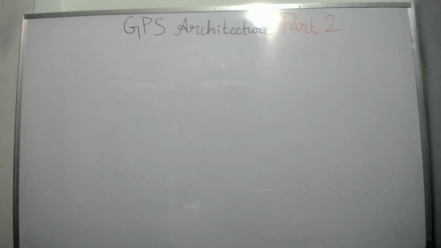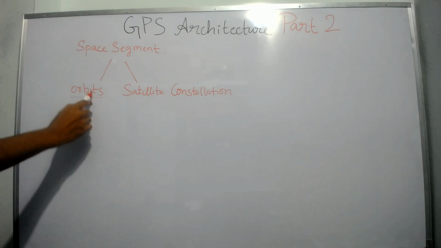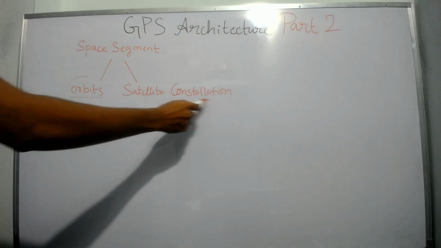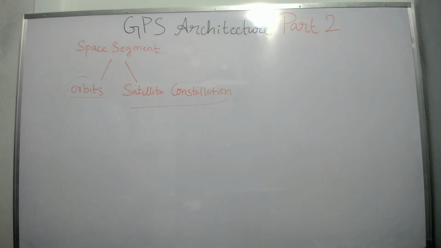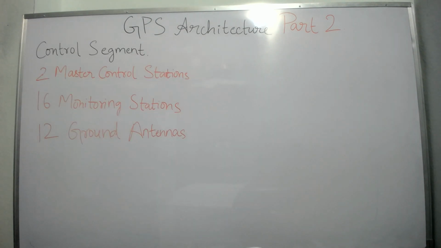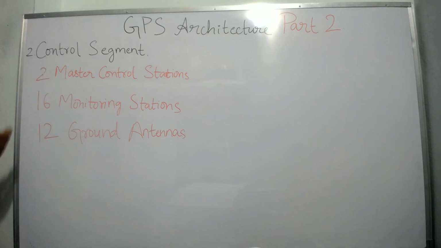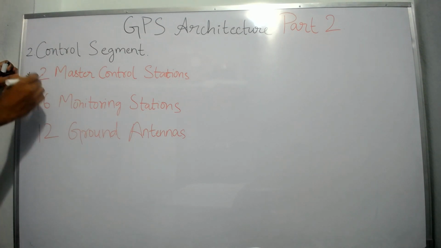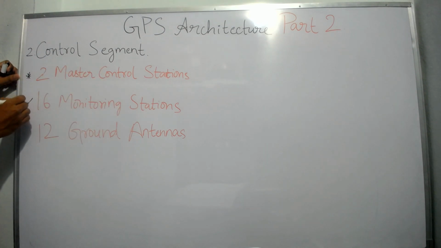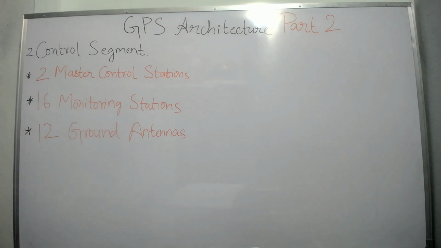So let's get started. In my earlier video I spoke about the space segment, in which I spoke about orbits and satellite constellation. So please watch that video before watching this one. The second part of GPS architecture is the control segment. The control segment consists of two master control stations, 16 monitoring stations, and 12 ground antennas.